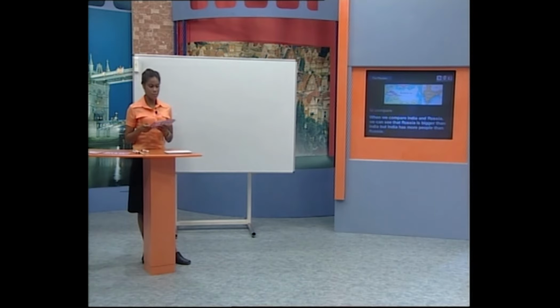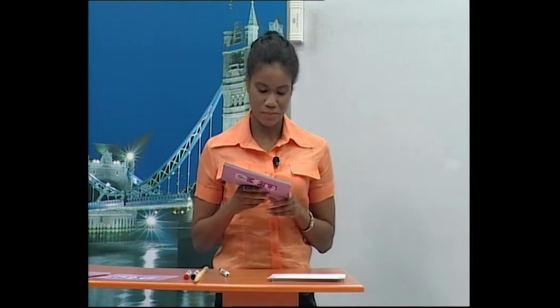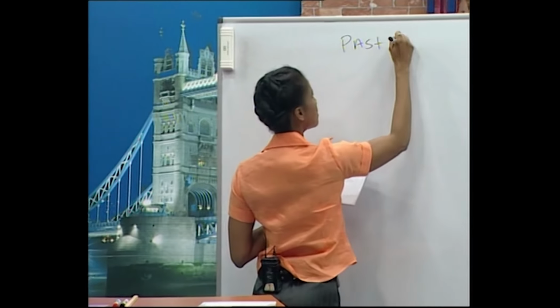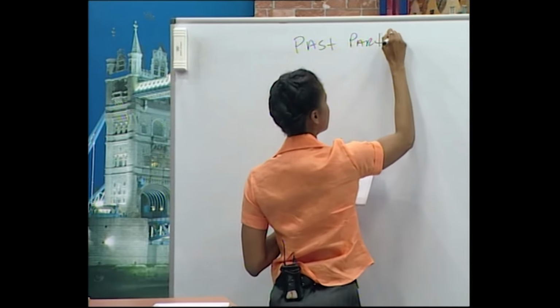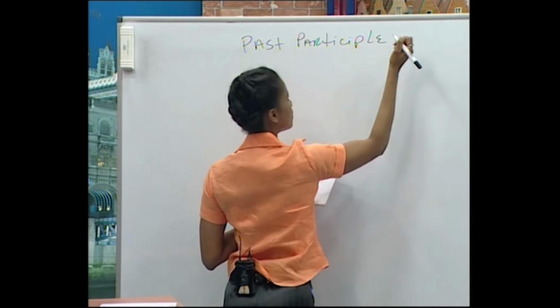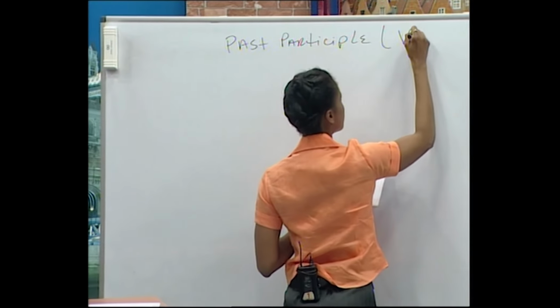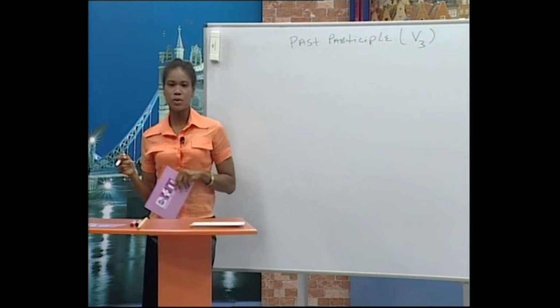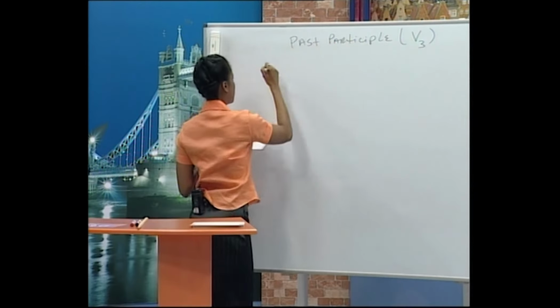Okay, now let's talk about the third part of the verb, the past participle. Some grammar books call it verb 3. We will learn how to form it and when to use it. So it's the past participle we want to look at now, also known as verb 3.